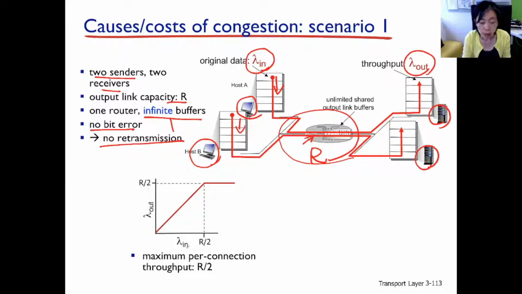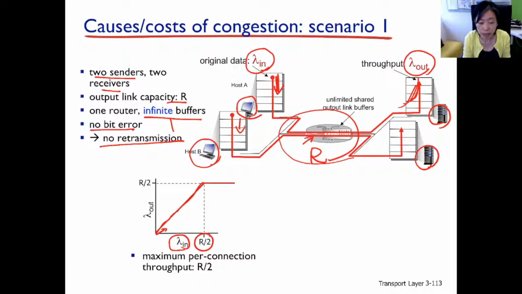Now, when lambda in is really low, starting from here, when we increase lambda in, the more data we send in here, the more data comes out here. So lambda out will actually increase accordingly. But this will only go up to here.